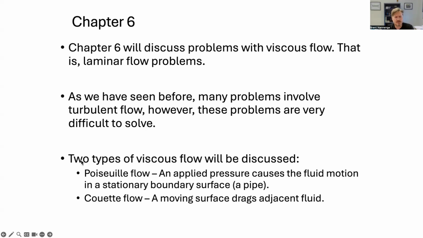Okay, and there's two types of flow. We're not really going to talk about this because it will show up in the examples, but there's fluid flow where an applied pressure causes the fluid motion. You can imagine a pipe, and you have a pressure drop, which is pushing the fluid through the pipe. Or you have a different type of flow where a moving surface drags adjacent fluids. You've got, say, a plate sitting on a fluid, and you're dragging the plate across the surface of the fluid, and that's what's causing the fluid to flow.